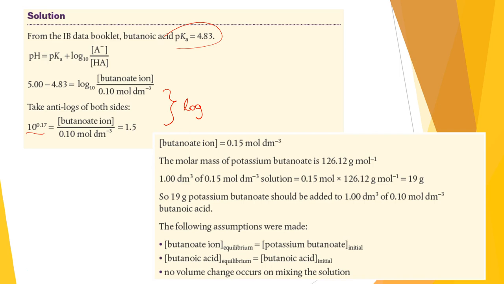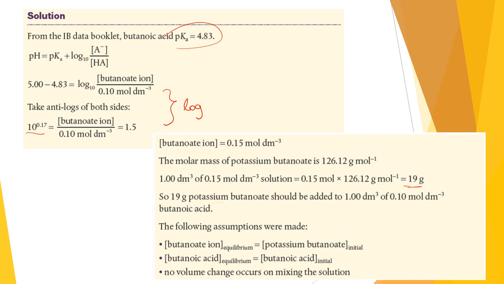What we need to do then is work out the mass that we would use. For 1 decimeter cubed of 0.15 mole per decimeter cubed solution, we're going to need 19 grams, and that will be added to the 1 decimeter cubed of 0.1 molar butanoic acid.